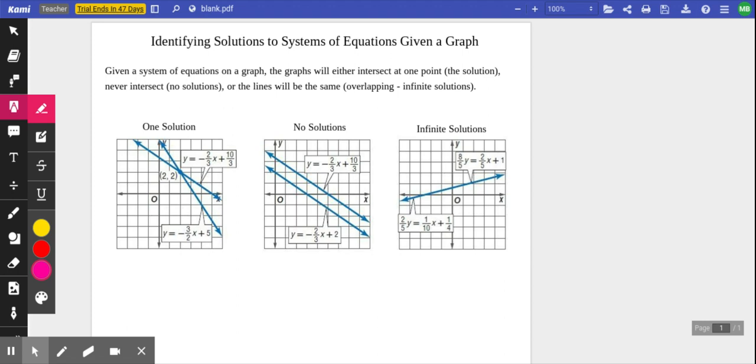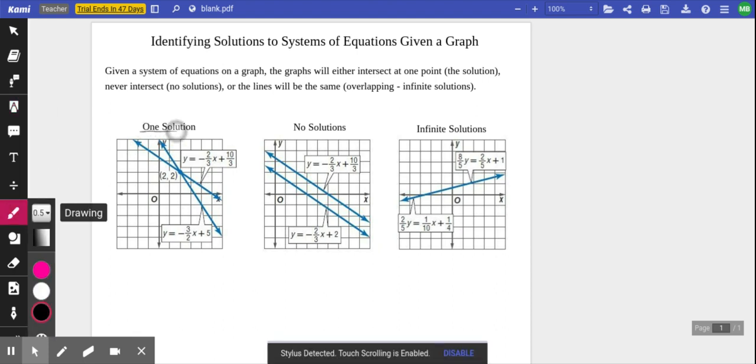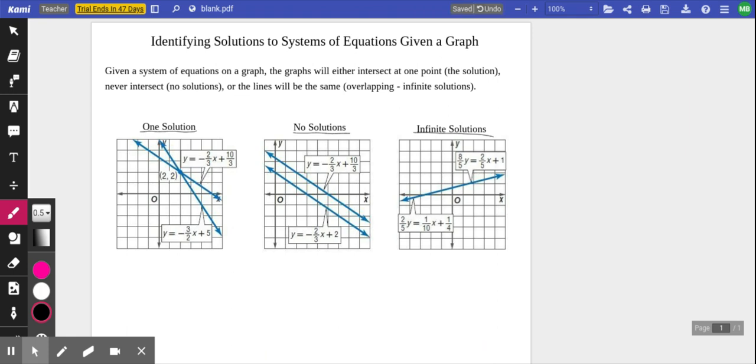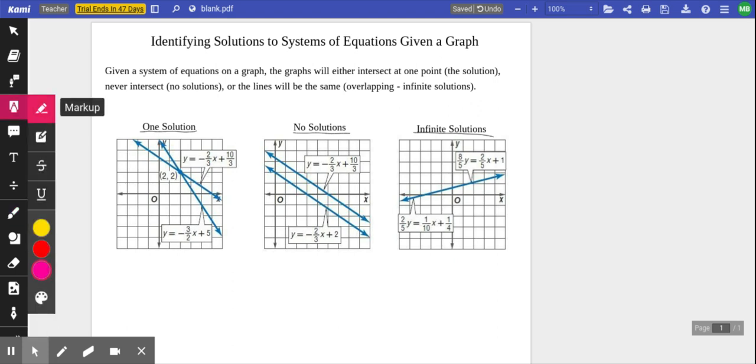Let's look at identifying solutions of systems of equations given a graph. As a reminder, there are three types of solutions that could happen whenever we have a system of equations given on a graph. Either it's going to intersect at one point, which means it has one solution. Where they intersect is the solution.